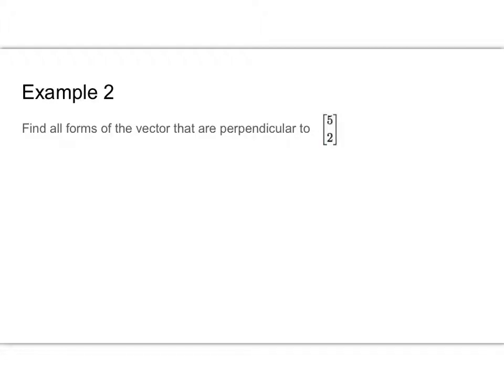Alright, my second example is I want to find all vectors that are perpendicular to the vector 5, 2. Well, you have to think about this one for a minute. That means that 5 times the x component of some vector, we'll call that bx, plus 2 times the y component of some vector has to equal 0. It's really quite easy if you think about it.